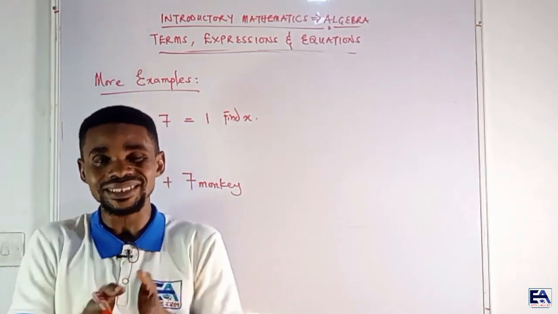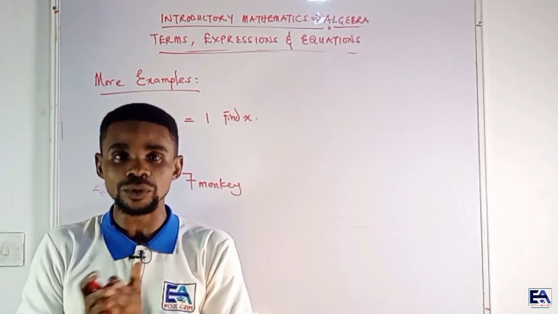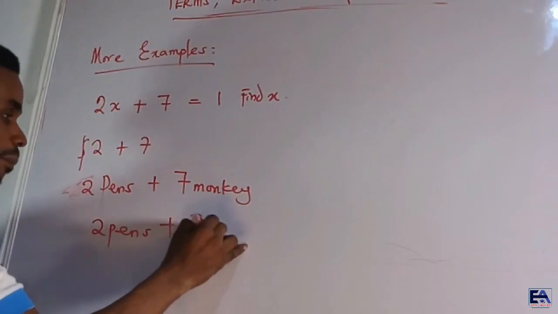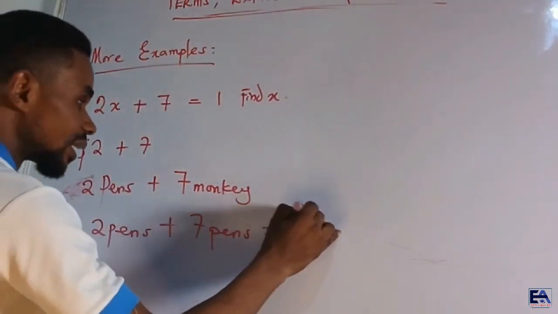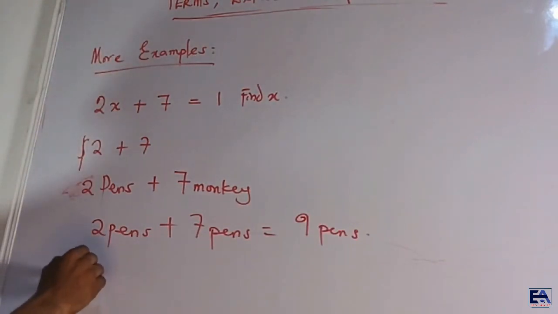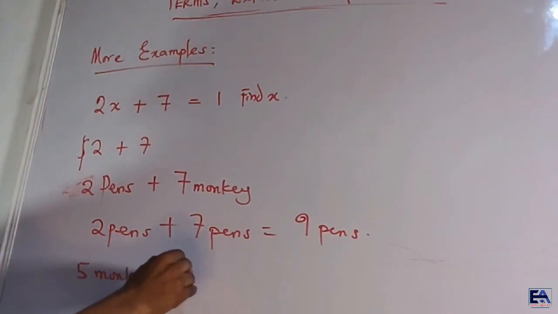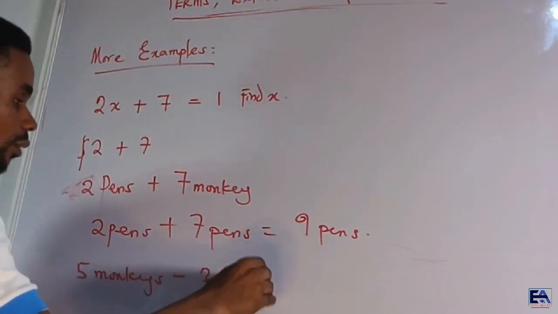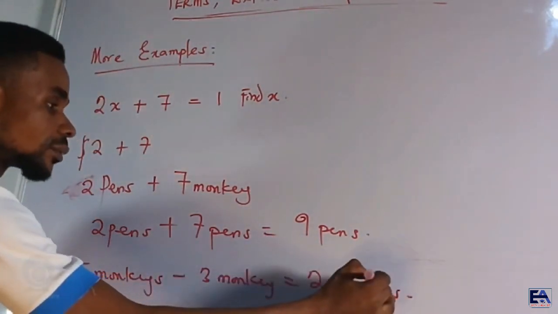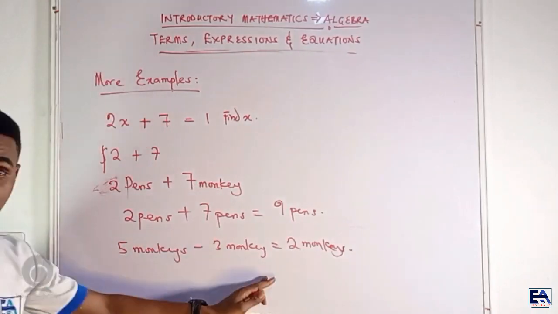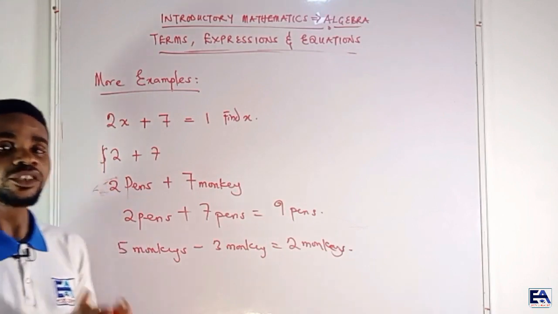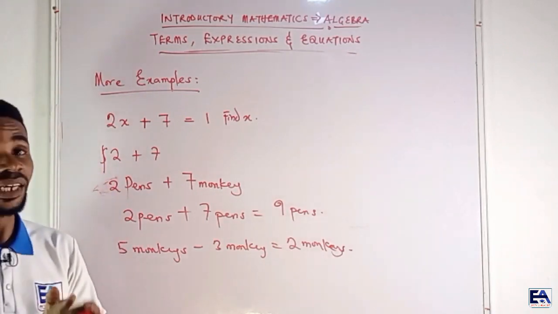So only terms that are the same or that look alike can add or subtract. So I can easily say 2 pens plus 7 pens equals what? 9 pens. All right? I can say 5 monkeys minus 3 monkeys gives us what? 2 monkeys. You get that? Because they are like terms, because they are the same, they can easily add or subtract. It is only when they don't look alike that they cannot add or subtract.